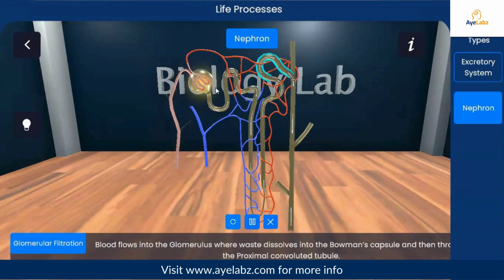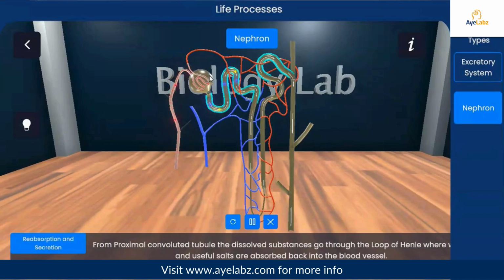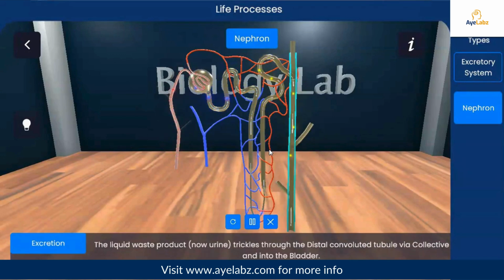Each nephron is made up of two parts, a cup-like structure known as Bowman's capsule and renal tubules. The Bowman's capsule encloses a bunch of capillaries called glomerulus that filter waste materials from blood. The renal tubule has regions called proximal convoluted tubule, loop of Henle, and distal convoluted tubule. These regions absorb useful substances back into the blood and filter the remaining waste substances. The output from nephron is called urine.